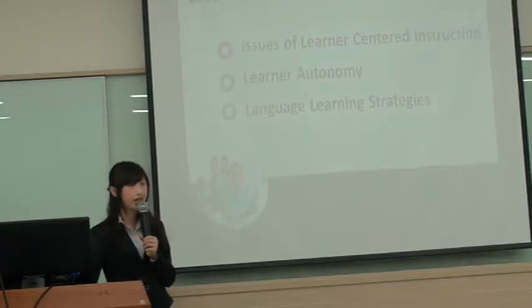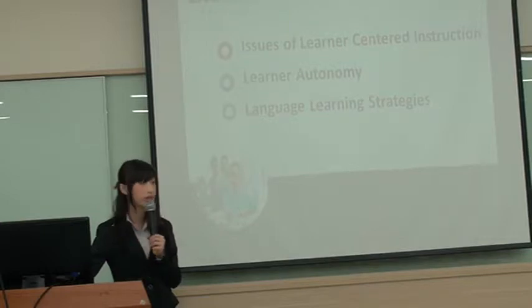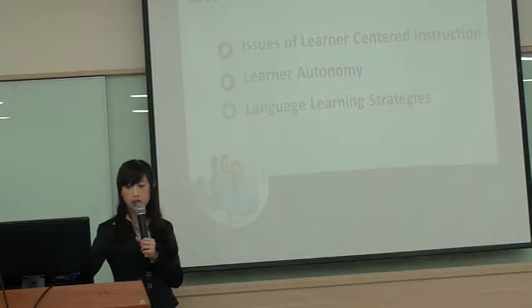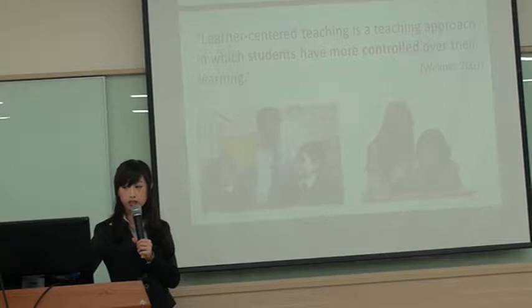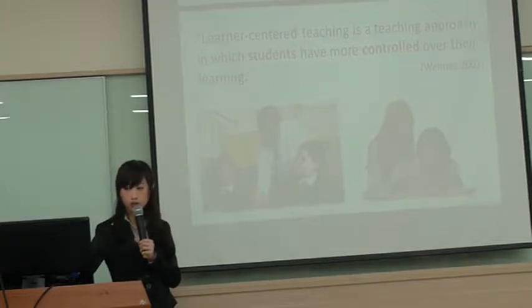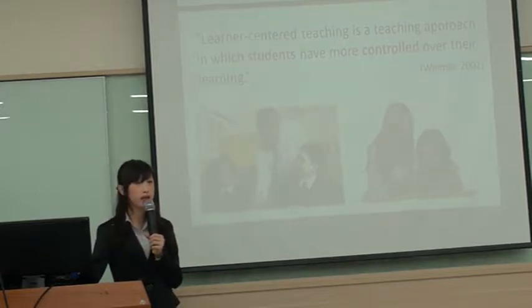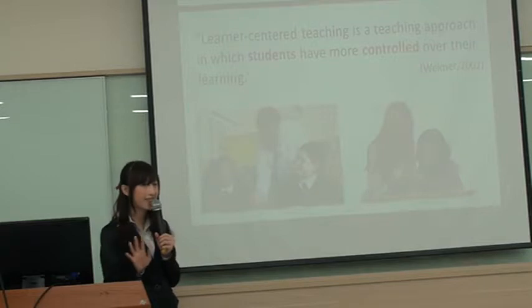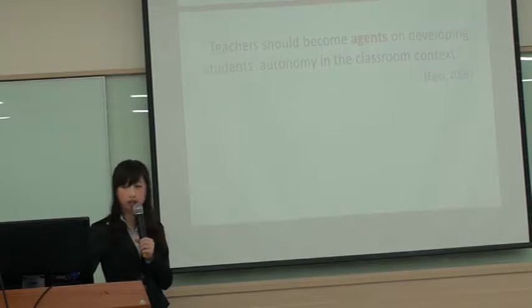In the literature review part, there are three sections. First one is issues of learner-centered instruction. Second, learner autonomy. The last one is language learning strategy. The first one, issues of learner-centered instruction. According to Wimmer, learner-centered teaching is a teaching approach in which students have more control over their learning. That means students should take an active role in their learning. And second, learner autonomy.